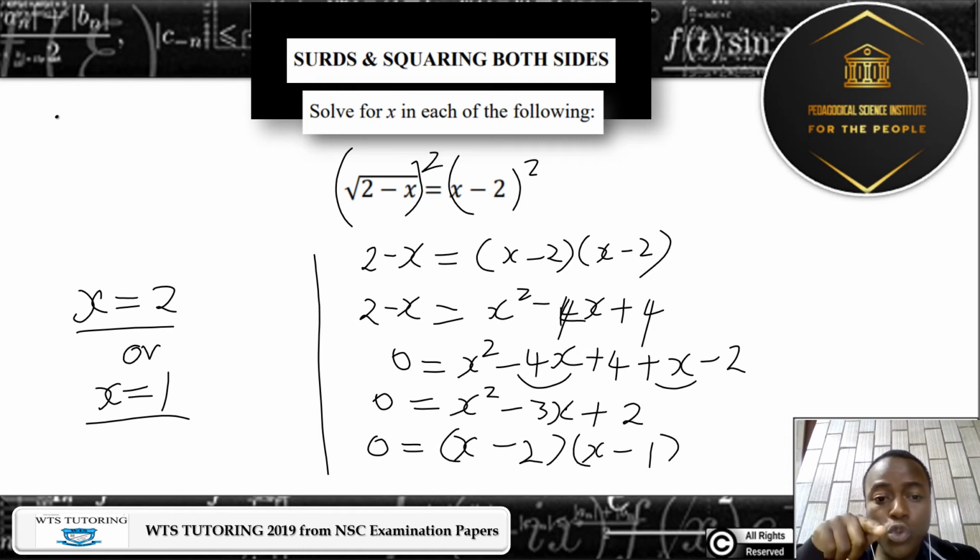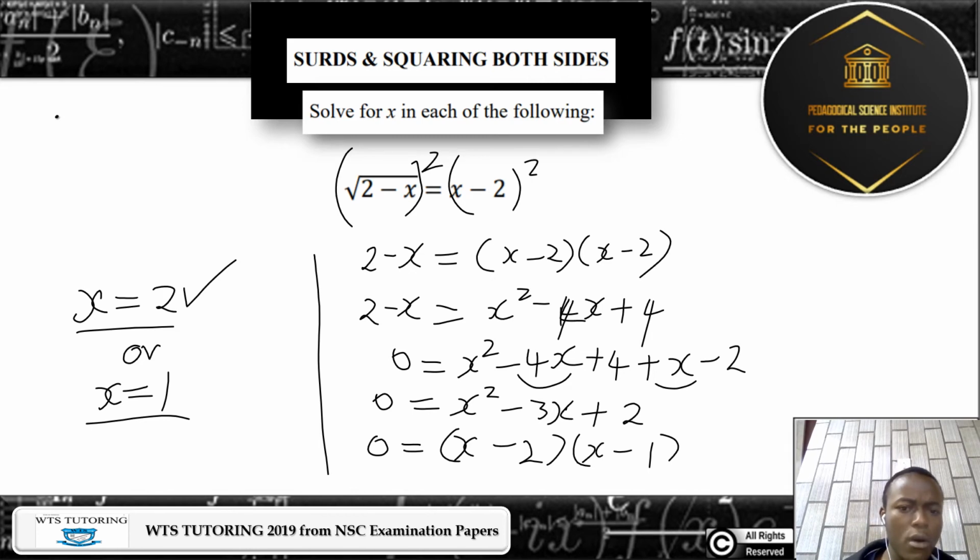You're going to substitute 2 into the original equation. So it'll be root of 2 minus 2. It gives me 0, right? Let me go to the right hand side. 2 minus 2, it's also 0. It means 2 is fine. 1 is not correct. Let's go and prove it.